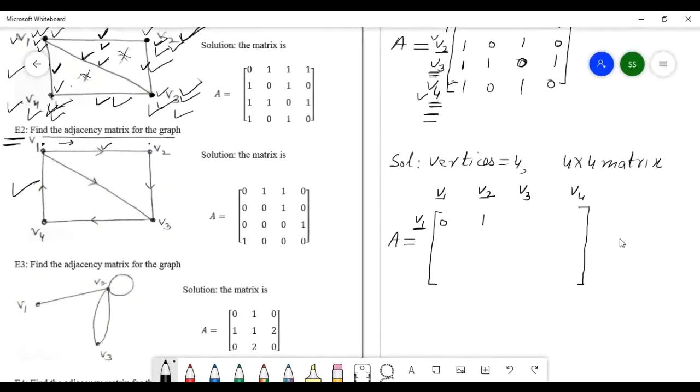Start from V1 and go to V2. The arrow is the same way, so the edge is present. So here write 1. Now start from V1 and go to V3, this way. The arrow is also this way. See, the edge is present here, so write 1. Understand or not?